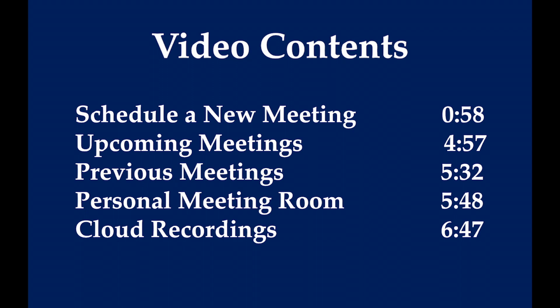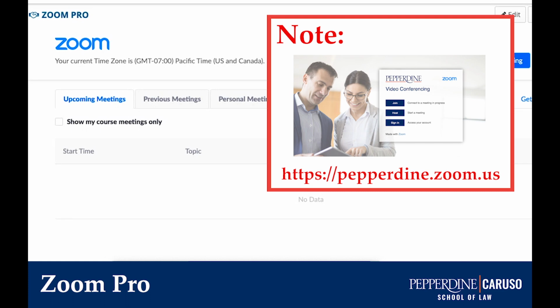In case you're new to the software, Zoom is an online meeting platform that will be used here at the Caruso School of Law for making classes virtually available online. As a note, if you have not done so already, you must register for a Pepperdine Zoom account at https://pepperdine.zoom.us. Without an account, you will receive an error in the Zoom Pro tool and courses, so make sure to have that completed and registered prior to watching this video and taking on these next steps we will be showing.